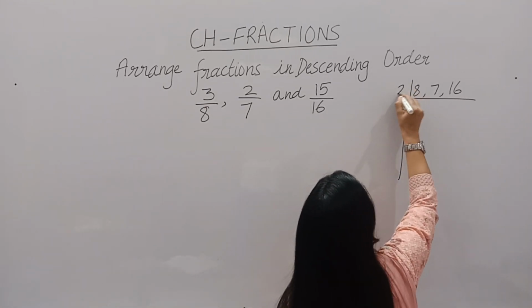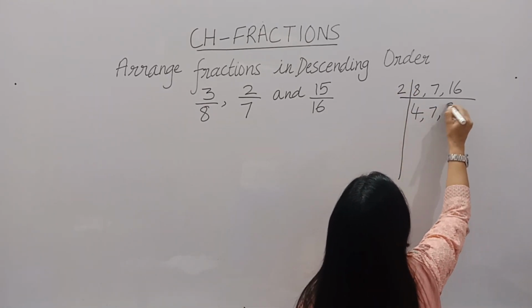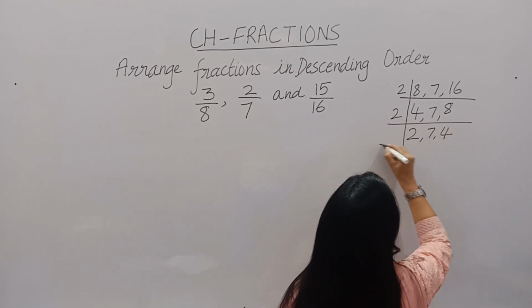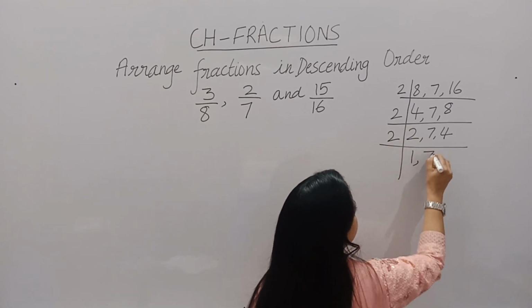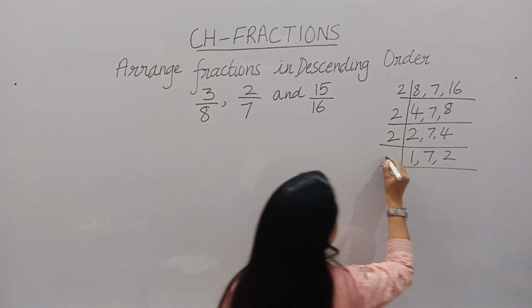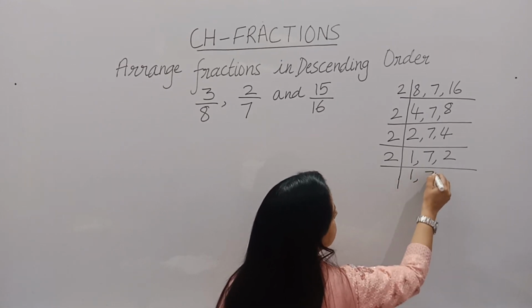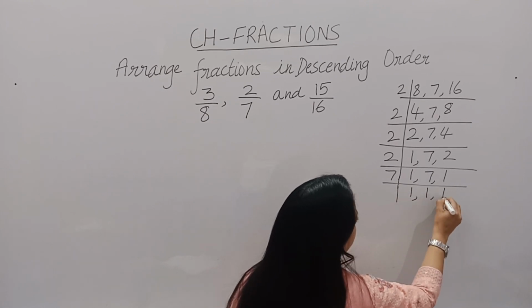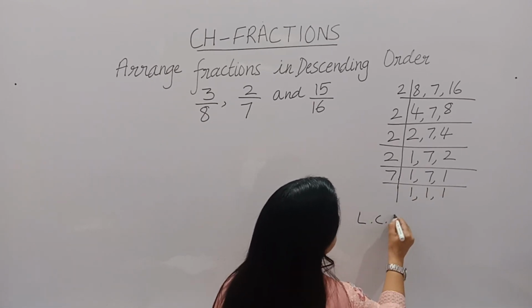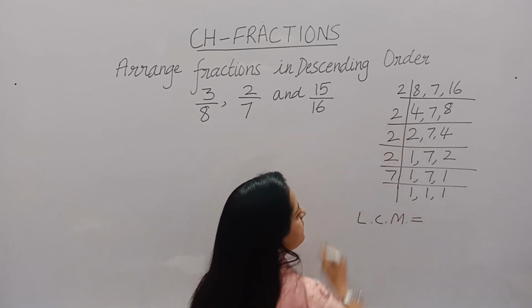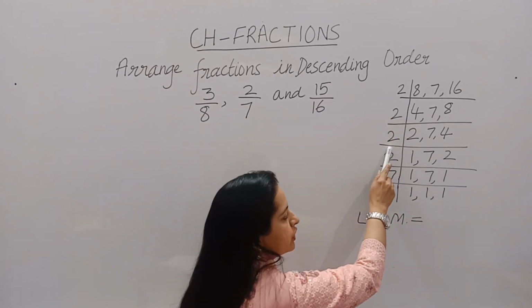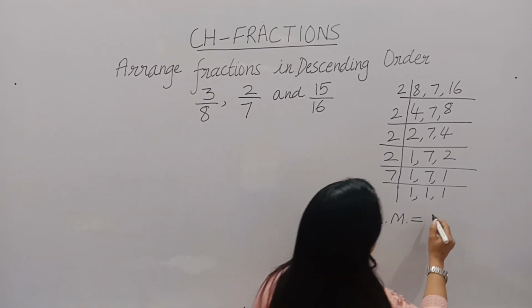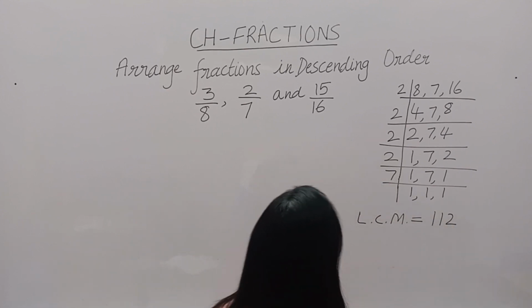So starting with 2: 2 4s are 8, 7, 2 8s are 16. Again 2: 2 2s are 4, 7, and 2 4s are 8. Again 2: 2 1s are 2, 7 will be copied, and 2 2s are 4. Again 2 will have 1, 7 will be copied, and 2 1s are 2. And the last one will start with 7: 1, 1, 1. So we have got the LCM here. Let us multiply 2 by 4, 4 by 2 is 8, 8 by 2 is 16, and 16 into 7 is 112. So we have here 112.